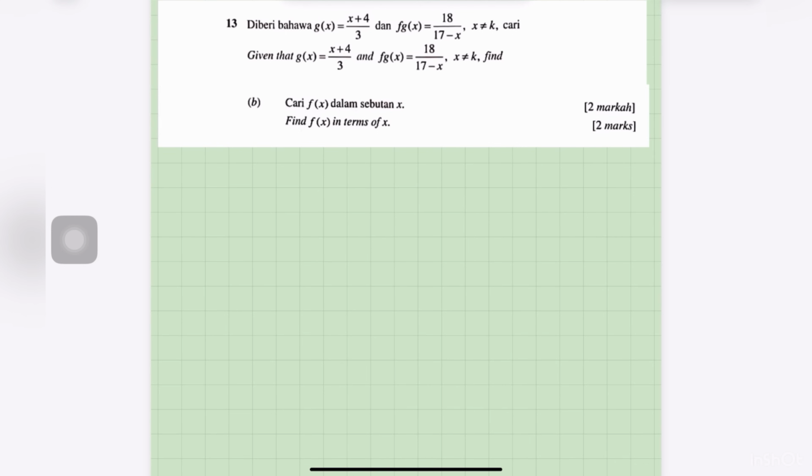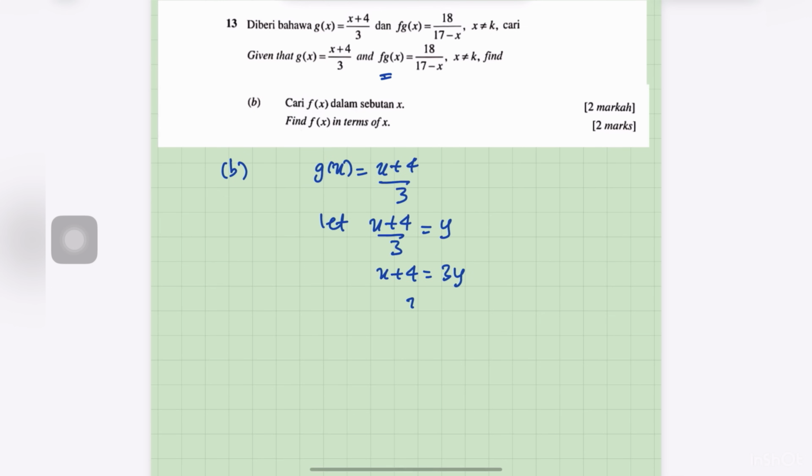B, find fx in terms of x. So fx is from here. So nak cari fx, kita kena cari g inverse dulu. So here we have gx equals x plus 4 over 3. So let x plus 4 over 3 equal y. So then x plus 4 equals 3y, x equals 3y minus 4. So this is the g inverse. So therefore g inverse x equals 3x minus 4.